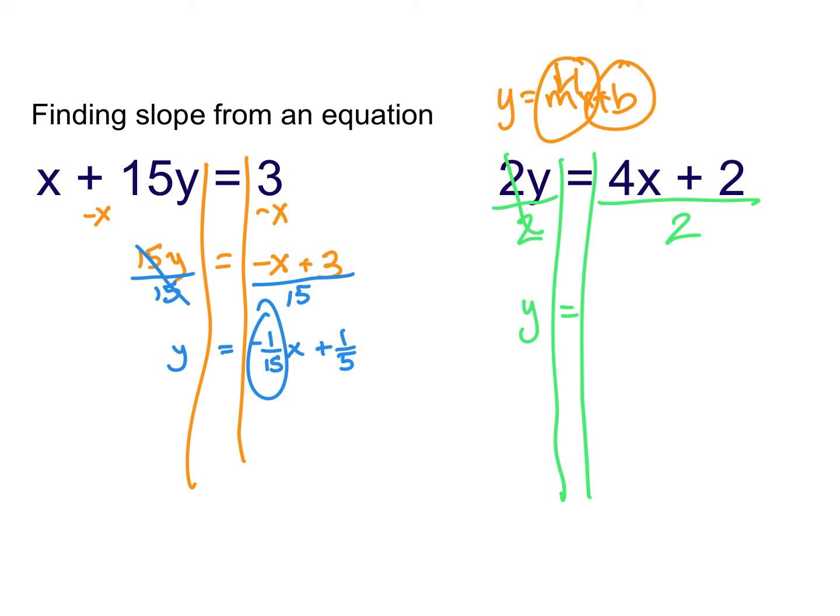Now, I can take this as 2 separate things, and I can do it without writing them out separately. I can just think of it as 4 divided by 2, which is 2x. And then plus 2 over 2, which is just 1, or 2 divided by 2 is 1. What's my slope? My slope is 2.